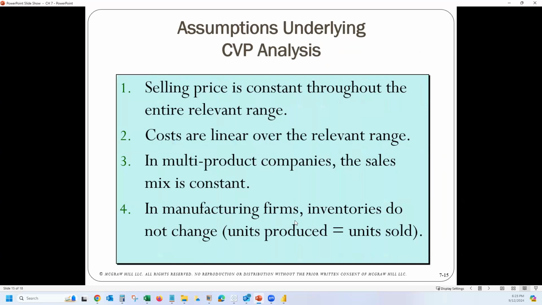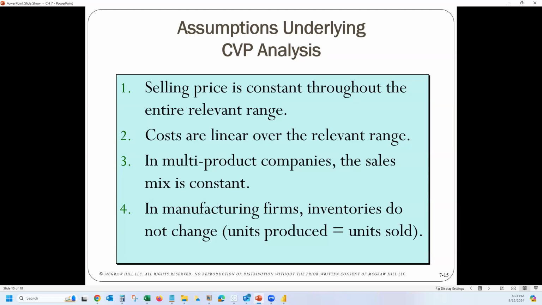Now here are the assumptions for the cost-volume-profit analysis. I have mentioned some of these assumptions earlier. The fixed cost has to remain constant within the relevant range. The selling price is also constant throughout. The selling price cannot vary. A selling price change will affect the number of units to sell in order to break even. Let's say, for example, you offer a discount, that will affect the break-even units and also sales in dollars.